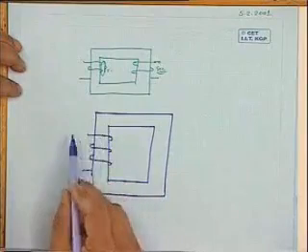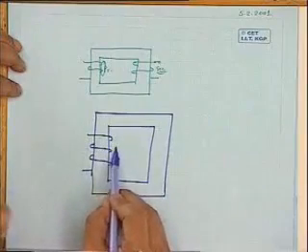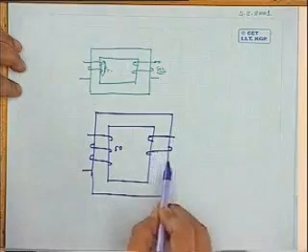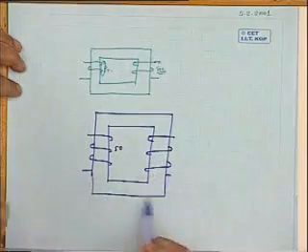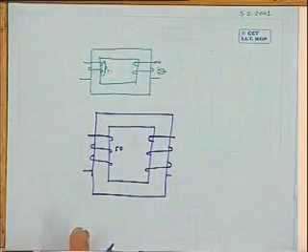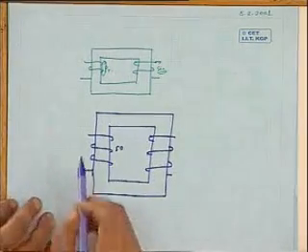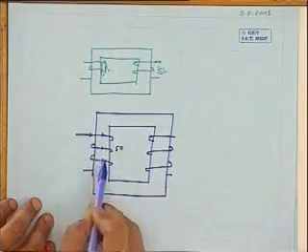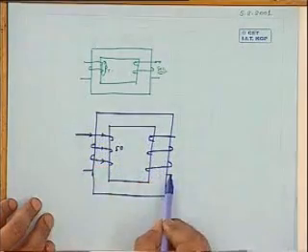Suppose the primary winding is 100 turns. Instead of making all 100 turns here, what do you do? 50 turns here and 50 turns there, and of course connect them in series so that it becomes a single coil. And how will you connect it in series? Suppose the current flows here.